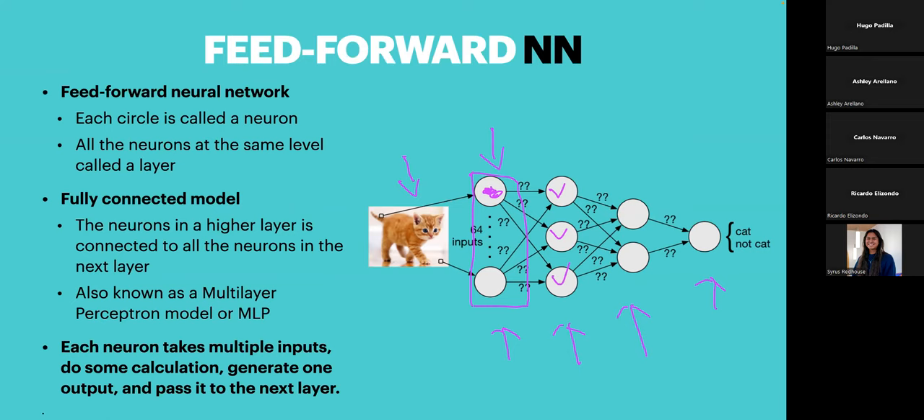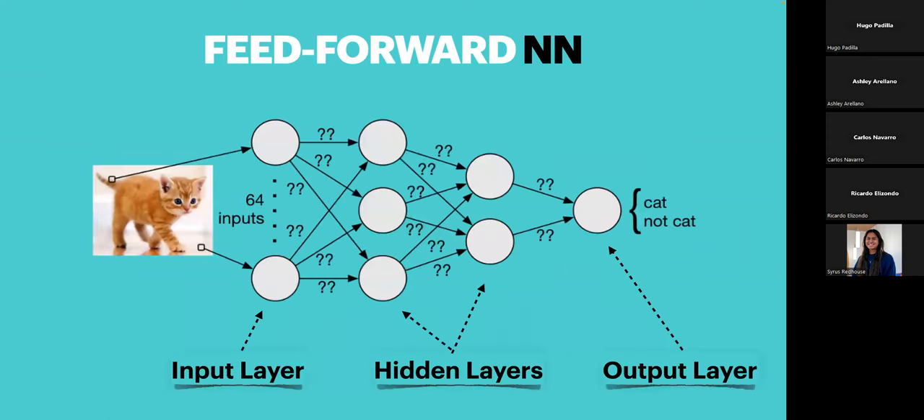Then there are some particular names for the different layers. The first layer is the input, so we call it the input layer. The last layer is the predicted result, the output, so we call it the output layer. Everything in between is called the hidden layers.